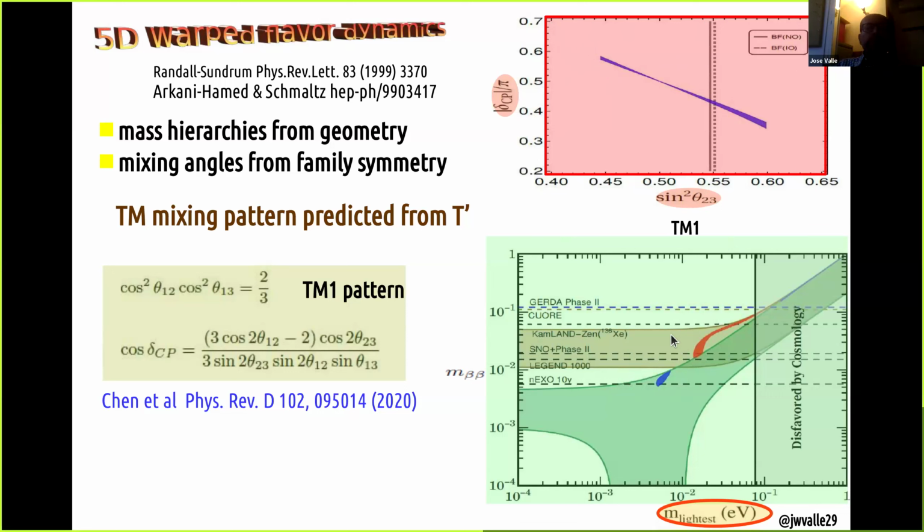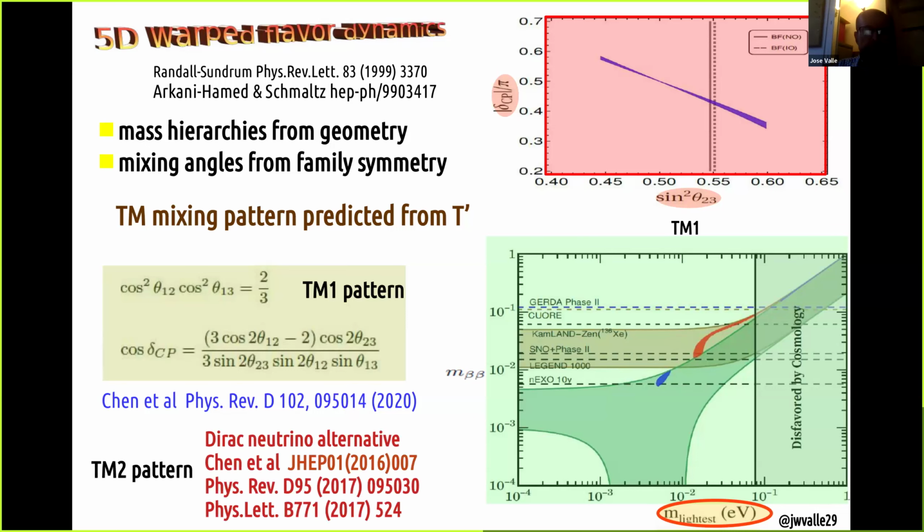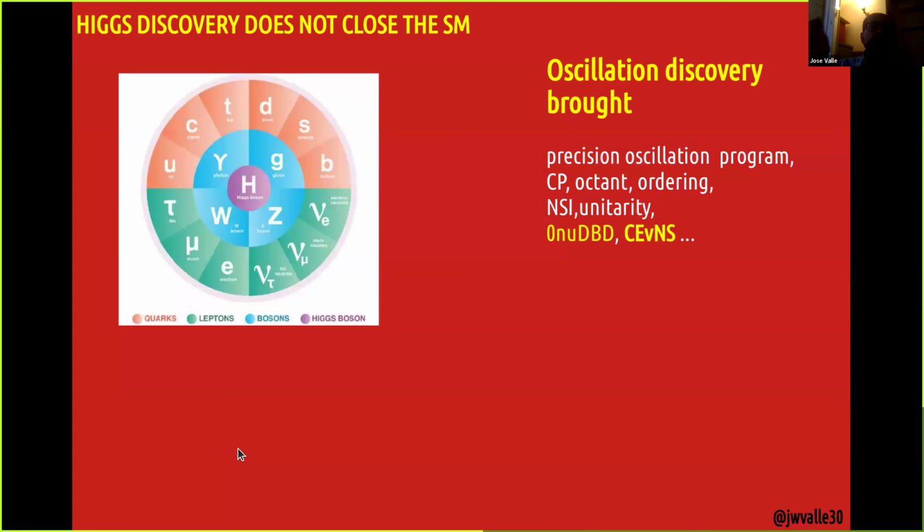In this model, we have TM1 as a prediction and Majorana neutrino as a prediction with large DBD. There is another construction based on a different gauge theory, a family group, which instead of giving Majorana neutrino, gives Dirac neutrino. And instead of giving TM1, it gives TM2. I just leave you with the references.